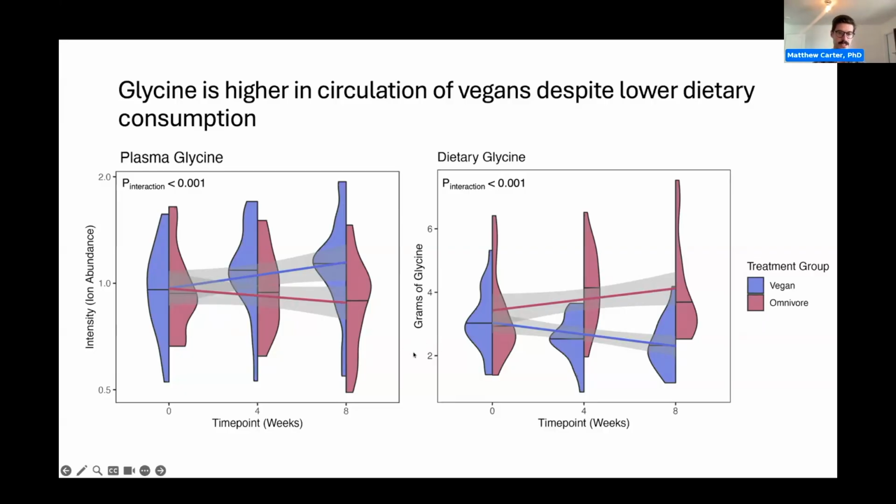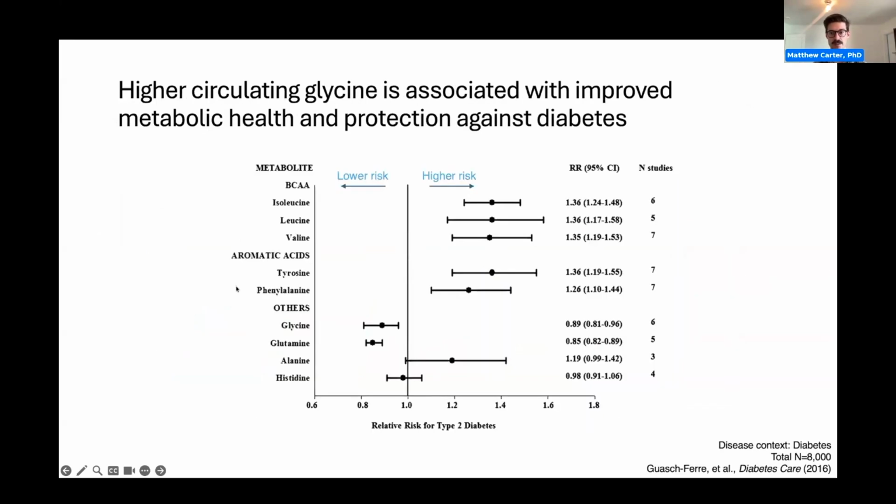This is interesting when you go and look at epidemiological data, where here this is a risk reduction plot, showing different serum metabolites and how they correlate with the risk of developing diabetes.